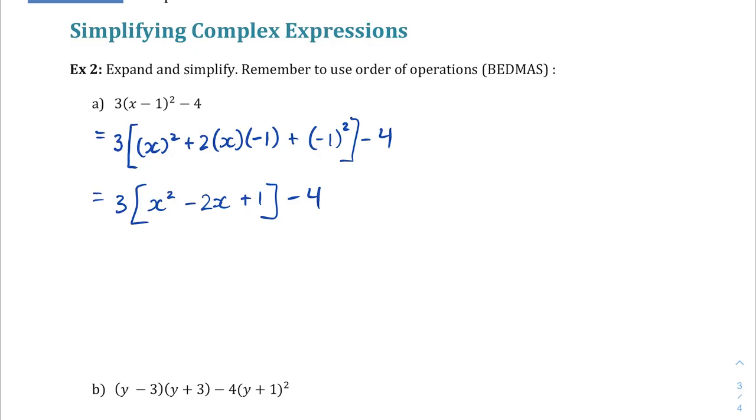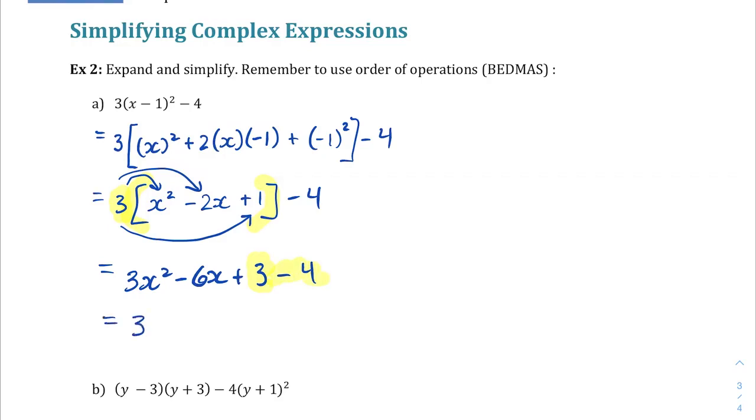Alright, so now we're going to try to simplify. Notice that we have a multiplication of 3 times our bracket terms. So we're going to use the distributive property, 3 times x squared, 3 times negative 2x, and 3 times 1. 3x squared minus 6x plus 3. And all of this, we're going to subtract 4 afterwards. So the minus 4 and the 3 are the only constant terms, so we can simplify them. So 3x squared minus 6x minus 1, and that's our answer.